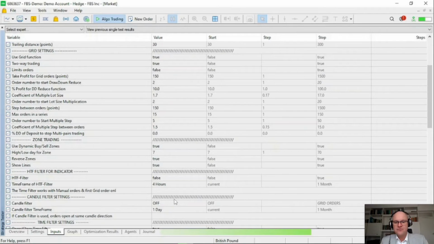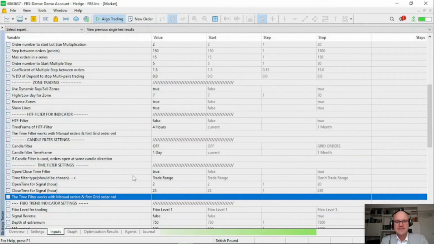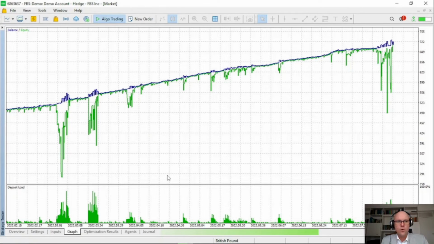It does have a few different filter options that I do recommend testing, as I have found these to reduce drawdown. As always, it's recommended to set your open and close times according to your own broker. So every time that there was a major drawdown event, you'll see that it uses a very aggressive lot sizing and a drawdown reduction algorithm to get itself out of those trades.